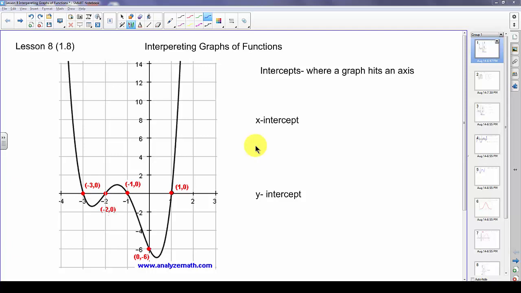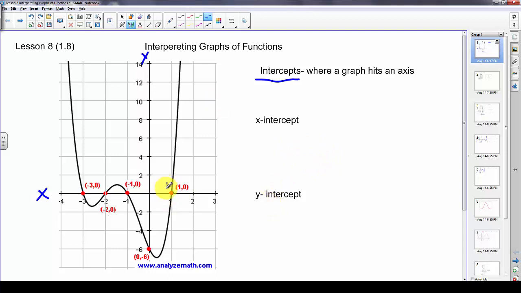Today we're going to discuss how to analyze functions, or how to interpret the actual graphs. First thing we're going to discuss are intercepts, which is where graphs hit an axis. Now I have two axes, as we've talked about earlier, the x-axis and the y-axis, and thus we're going to have x-intercepts and y-intercepts.